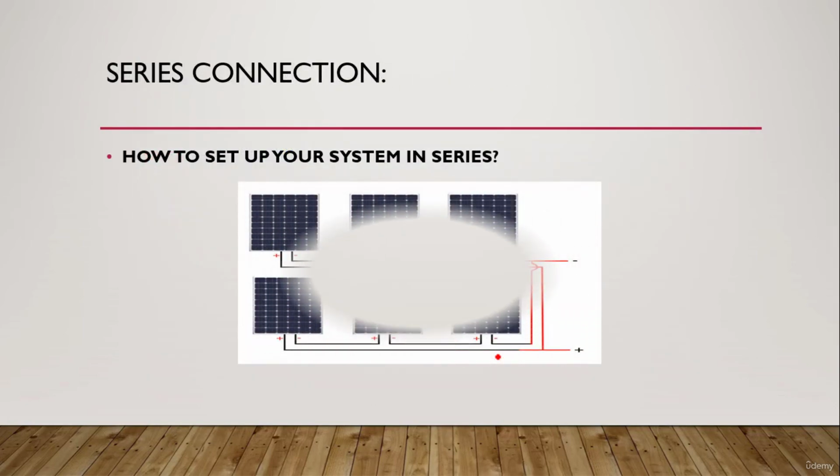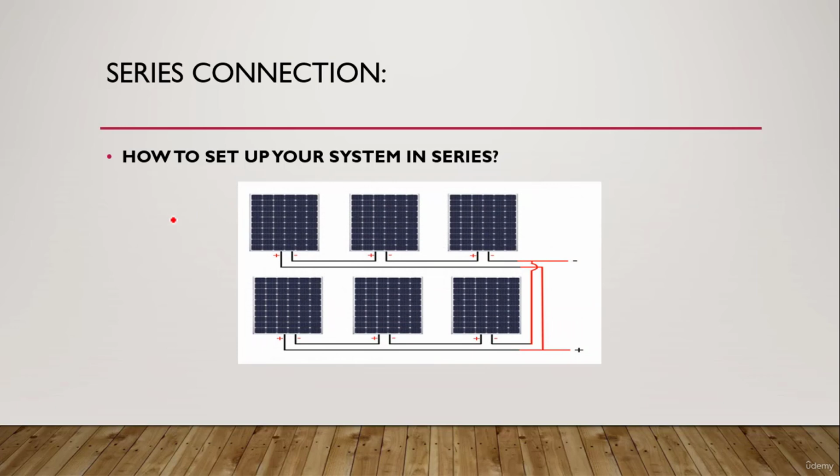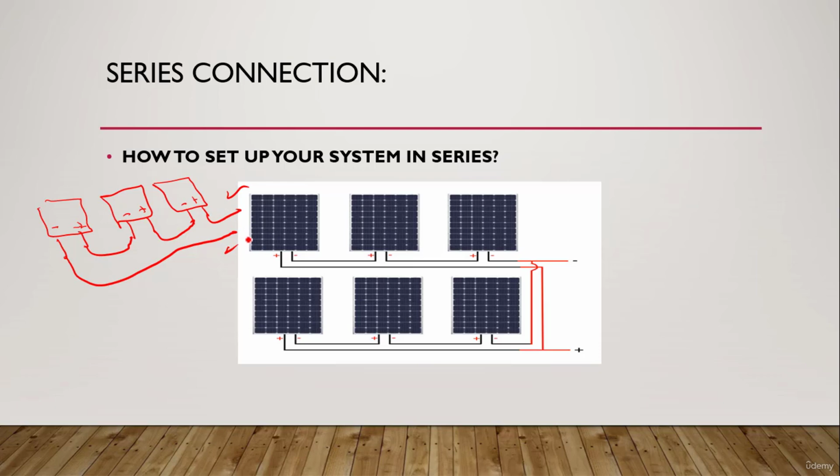The second type of connection is the series connection. As we said, each PV panel has positive and negative terminals. When we connect the positive terminal to the negative terminal, and the positive terminal to the negative terminal, and so on, this connection is called series connection.